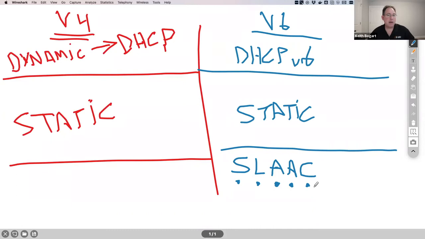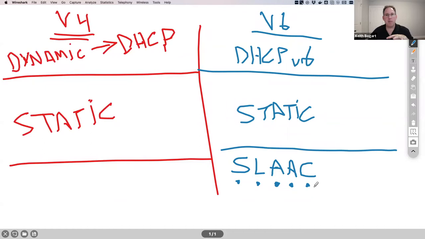Basically, when an IPv6 device first connects to an IPv6 network, if it's using SLAAC, it'll send out a message saying, hey, is there a router out there? I need to know who you are. The router will respond back, and when the router responds, it will give its own IPv6 address. Now you know who your IPv6 router is. The router will also tell you what the IPv6 network or prefix is that's in use on your network.